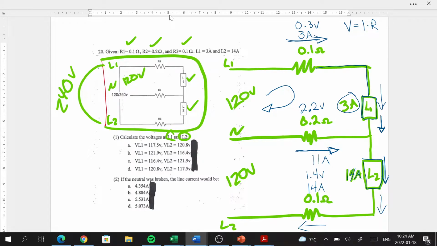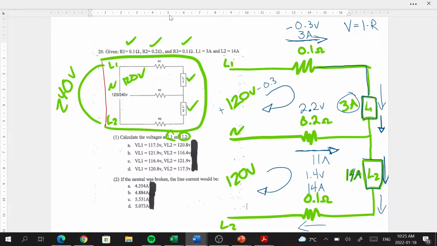So we're going to maintain that clockwise loop as we calculate our voltage drops from line 1 to the neutral, as well as the neutral to line 2. So we start off with a voltage rise of 120 volts. So we start out with plus 120 volts. Now we got a voltage drop along this conductor of minus 0.3 volts.